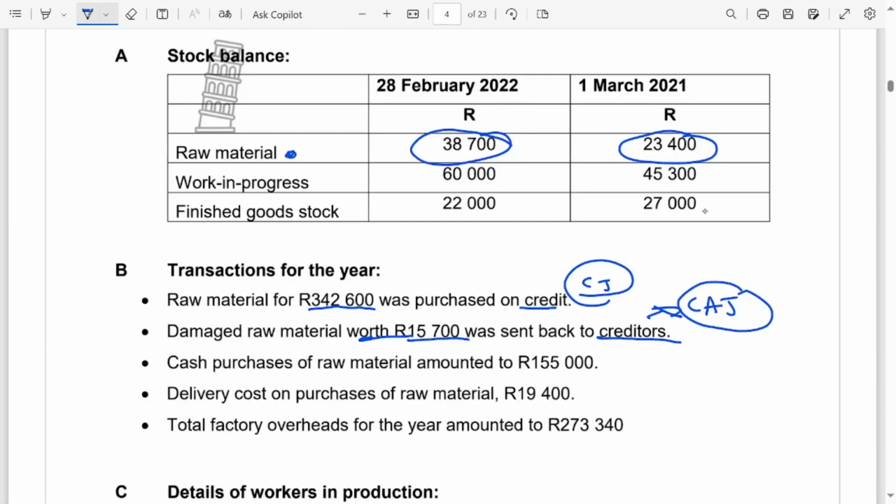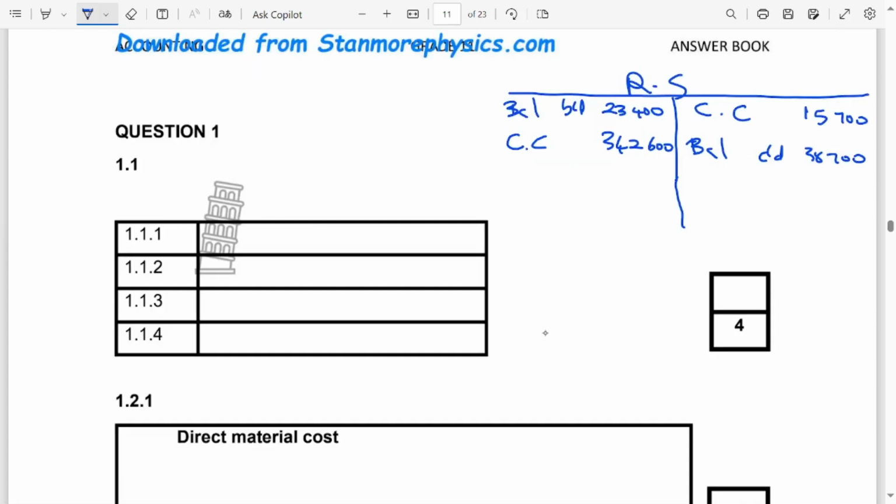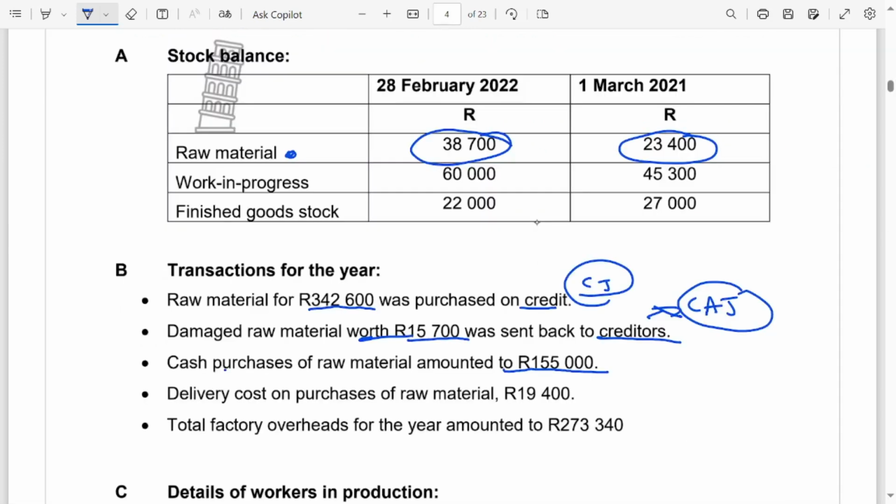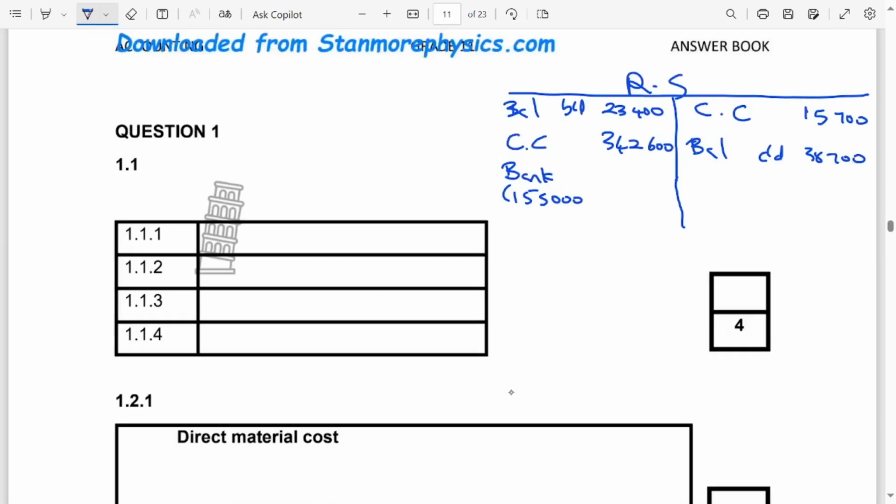And then cash purchases of the raw material. So we bought the raw material here for cash. So the raw material is increasing by 155,000. So we're going to write bank in here. Let's just open the bracket 155,000 because there's something that is also affecting the bank. Delivery cost on the purchases of the raw material. So the delivery cost of the raw material, you must also record them in the raw material stock. So there's 19,400.